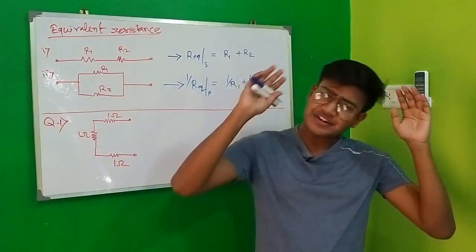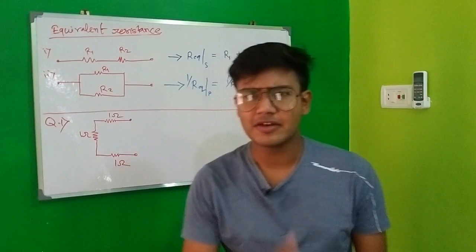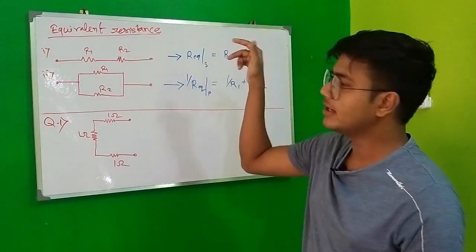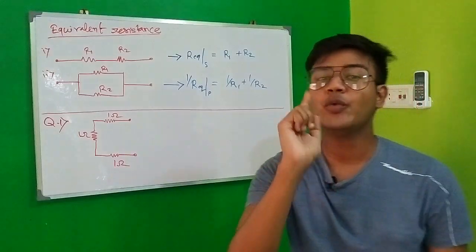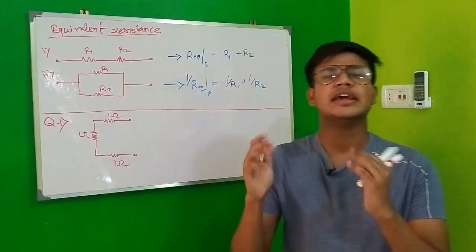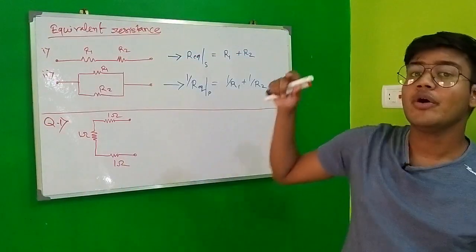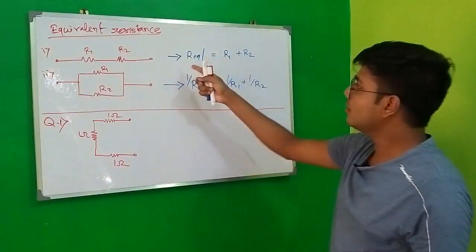Alright, so we already learned what the formulas should be for the series combination and the parallel combination of resistance. And today we are going to apply them to various resistance circuits. So let's move on.